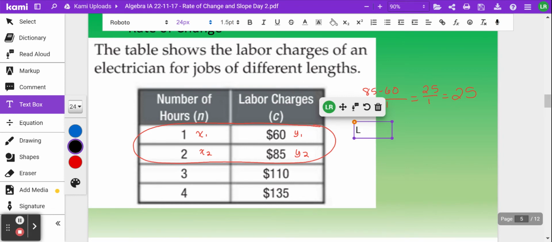Okay? I would write it like this. Our labor charges increase is positive $25 per hour. Okay? And that would be a valid description of what that is.